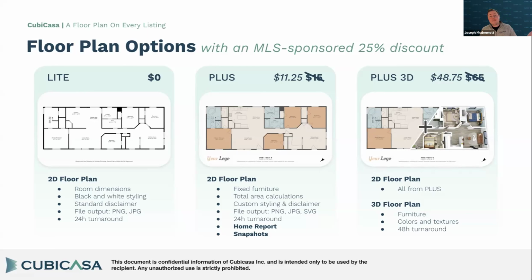And then lastly, we've got Plus 3D. That includes everything that we've talked about thus far. And then as the name implies, introduces a 3D style floor plan. The 3D floor plan will have colors and textures matched to the space as closely as possible, and also include loose furniture. So things like sofas, beds, dining tables, all of that will actually be on the floor plan itself, just to help better visualize the space.